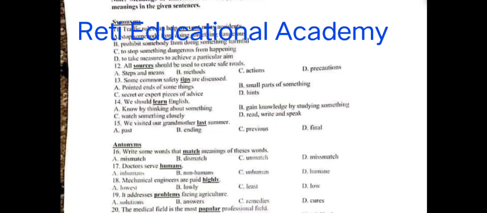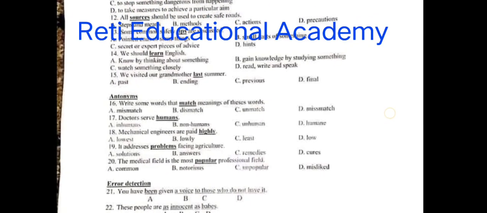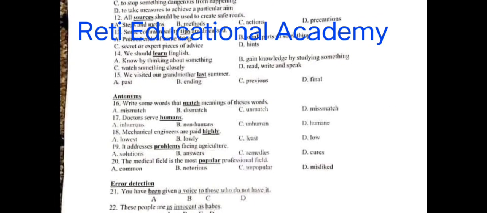Question number 15. We visited our grandmother last summer. A. Past. B. Ending. C. Previous. D. Final. And the correct answer is C. Previous. Now comes antonyms. Question number 16. Write some words that match meaning of these words. A. Mismatch. B. Dismatch. C. Unmatch. D. Mismatch. And the correct answer is A.